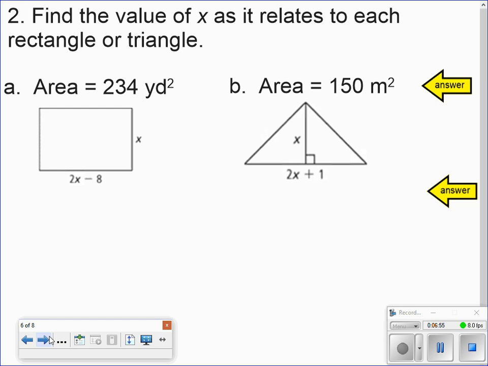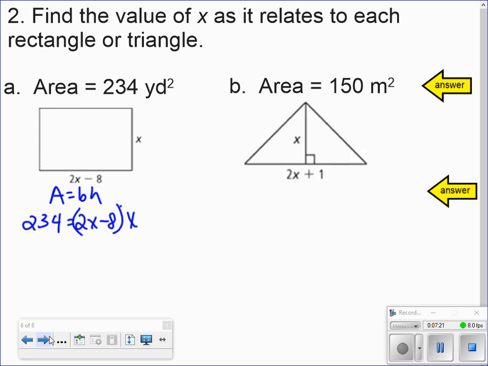problems. So if we look at this first one, I know that the area of a rectangle is area equals bh. So I'm going to substitute in what I know. I know that the area of this rectangle is 234. I know the base is 2x minus 8. And I know that the height is x. What I'm going to do is multiply first. Then I'm going to get everything on one side, and then I'll factor it.